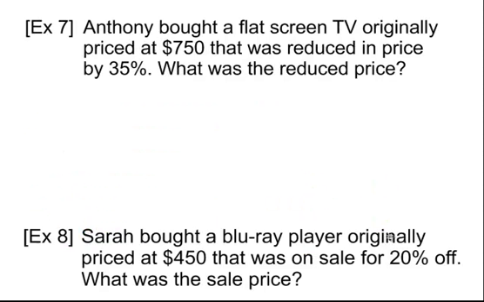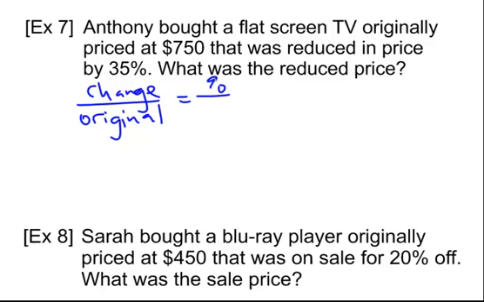All right, number 7. Anthony bought a flat screen TV originally priced at $750 that was reduced in price by 35%. So this time you have the percent. What was the reduced price? Again, we're going to start with change over original equals percent over 100, but this time we have different information. Anthony bought a flat screen TV originally priced at $750.